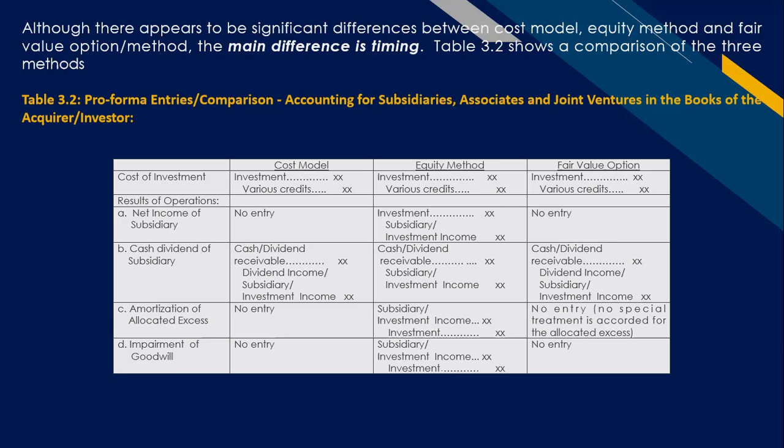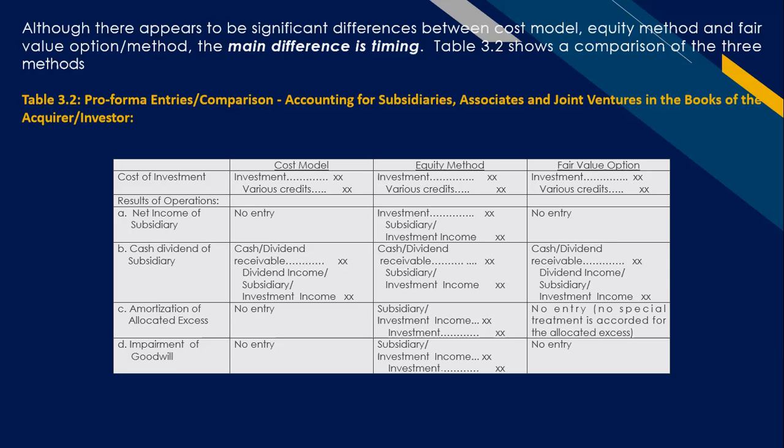Now, for the amortization of the allocated excess, there will be no entry under the cost model, while under the equity method, we debit subsidiary or investment income, so that will decrease investment income, and credit the investment account. Under the fair value option, there is no entry; no special treatment is accorded for the allocated excess.